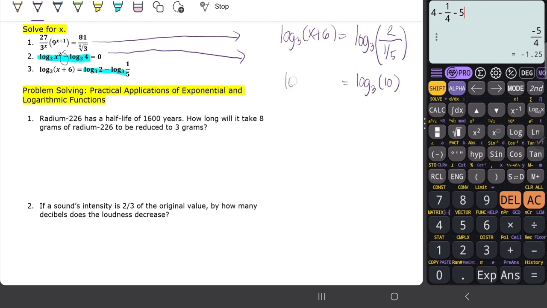So, sa left side, log base 3 of x plus 6. Ano yung mapapansin natin dito? We have common base. So, log base 3 and log base 3 will cancel out, giving us x plus 6 equals 10 or x equals 4.